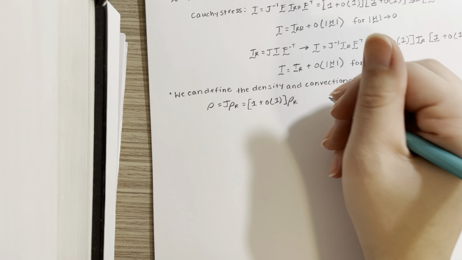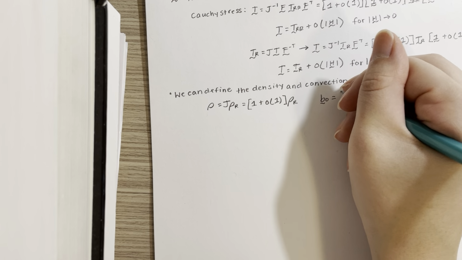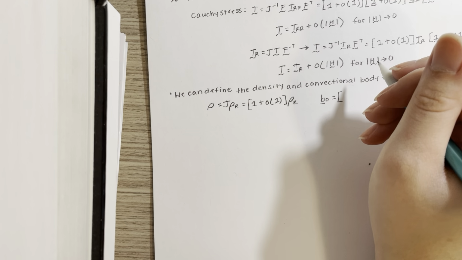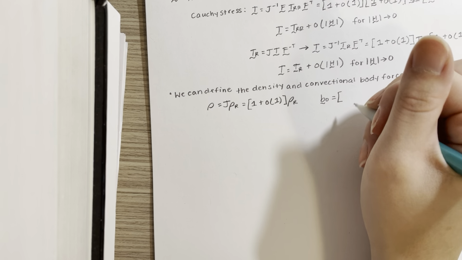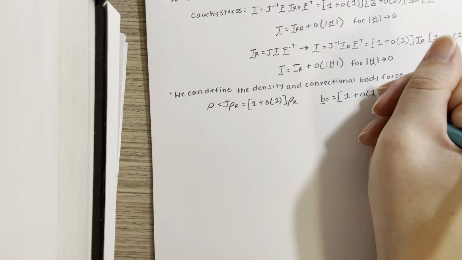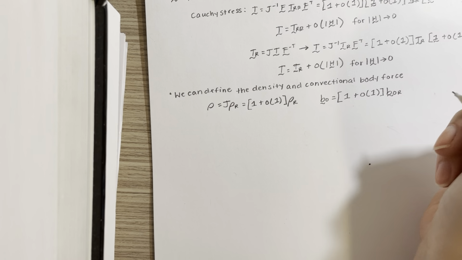And then for our convectional body force, we have B0 is equal to, again, the Jacobian times the convectional body force in the reference configuration. So again, that's approximately 1 plus some higher order term times B0R.